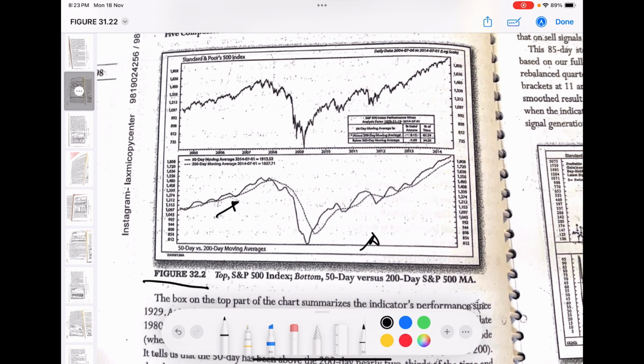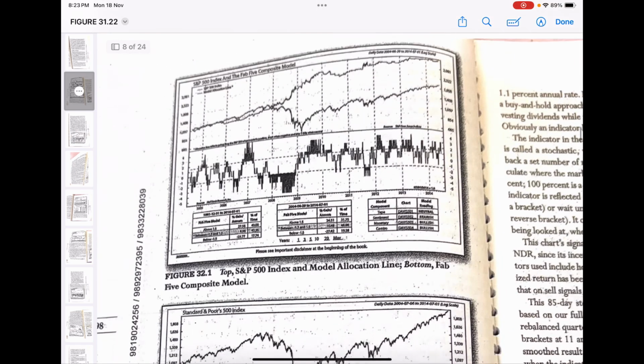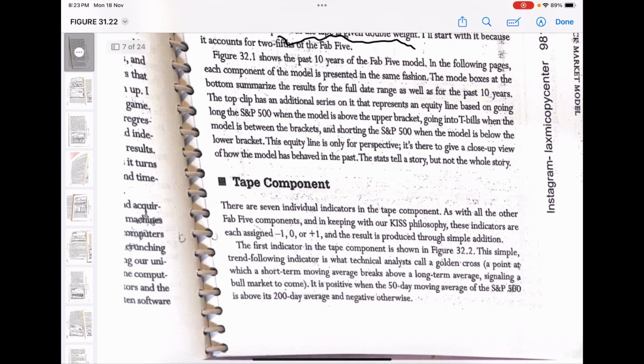Whenever the 50-day moving average crosses the 200-day moving average from below, it generates a buy signal. And whenever the 50-day moving average crosses the 200-day moving average from above, it shows a selling signal. So this is the first trend-following system which comes into account in the tape component.